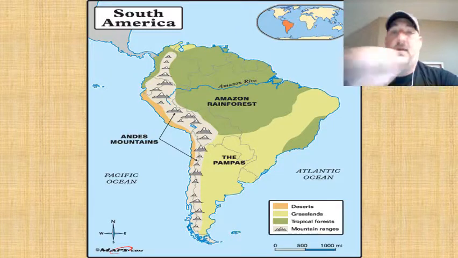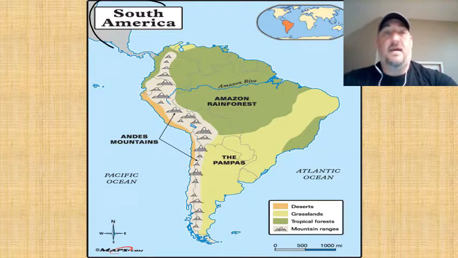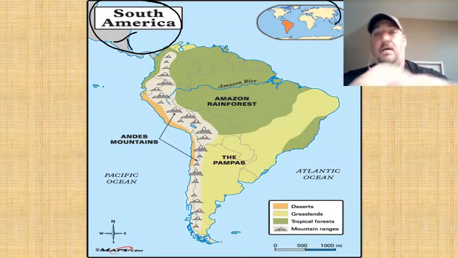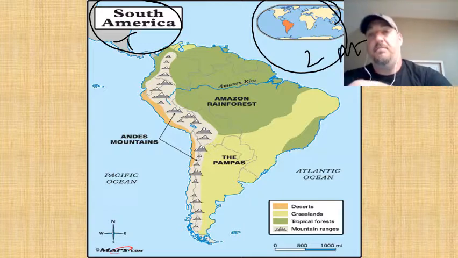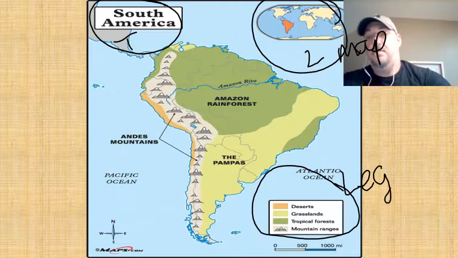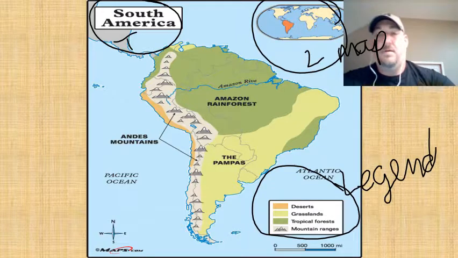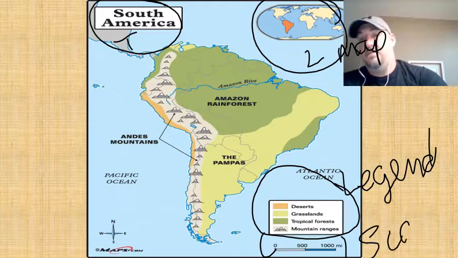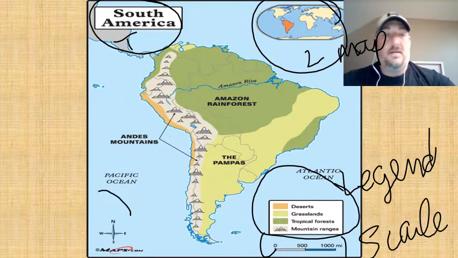Here's another map. Title, locator map, legend, scale bar, and then our compass rose.